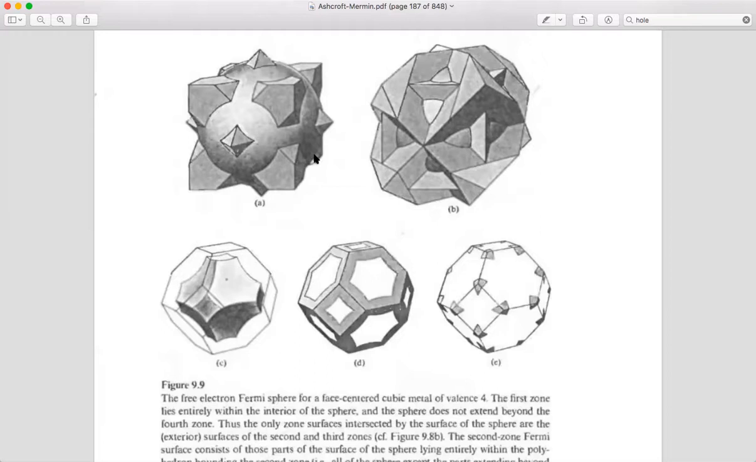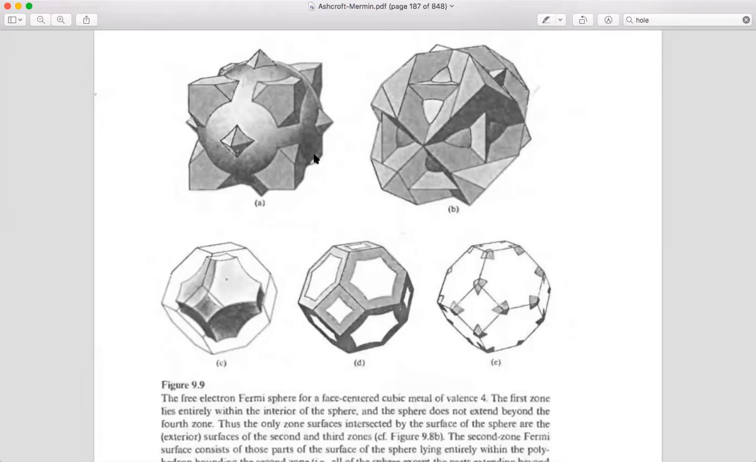It crosses the 2nd Brillouin zone, which means that parts of the surface of the sphere exist in the 2nd Brillouin zone, in the 3rd Brillouin zone, and in the 4th Brillouin zone. But it's bigger than the 1st Brillouin zone. So there is no part of the free electron Fermi surface within the 1st Brillouin zone. This is just a geometrical thing. There's nothing terribly complicated about it. Later on, I'll show you a 2D example.